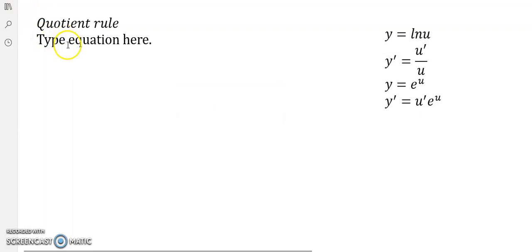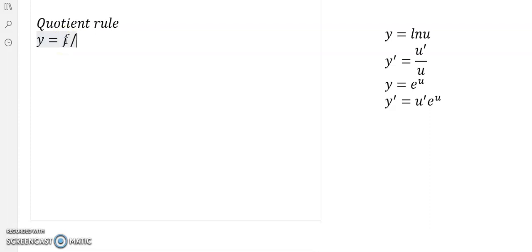Let's check out quotient rule. However, quotient rule has this form: y equal to f divided by g. Okay guys, we use quotient rule if and only if we have a fraction. Just like here, we have f divided by g. Then to derivate y, we will use quotient rule.